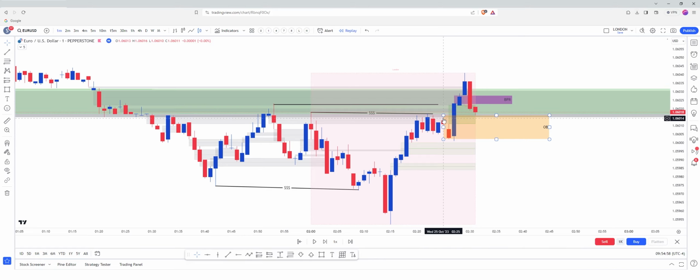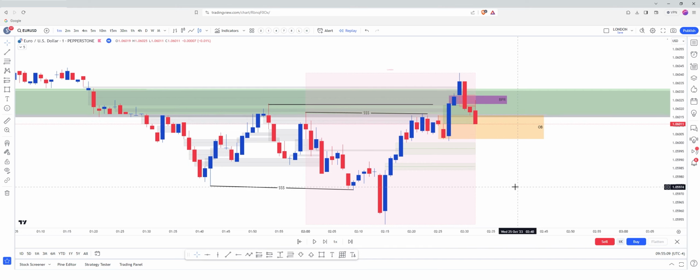But the new model that I'm looking for, I'm basing on breaker blocks. So I wanted to see the unicorn model here. I wanted to see a breaker block and a fair value gap in this area if possible. So I won't take this entry, it would be very aggressive.